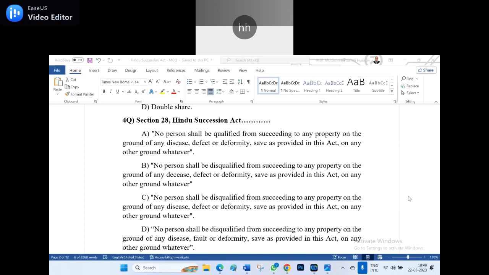That means you are supposed to know the wording of Section 28. Then only you can give the answer. Or you can use your logic. Somewhere, in some place, I changed it. A, I changed it. A is the first. And B, I changed it. D, I changed it. C, I did not change.